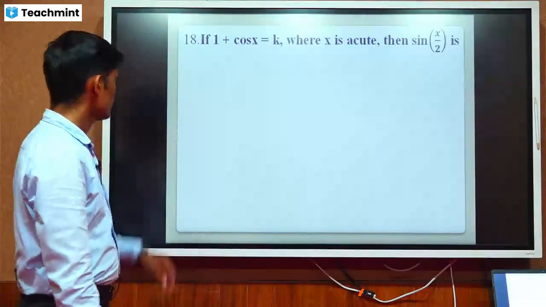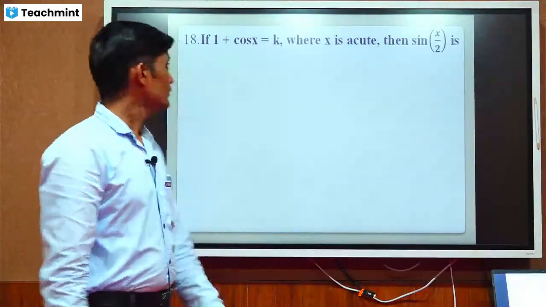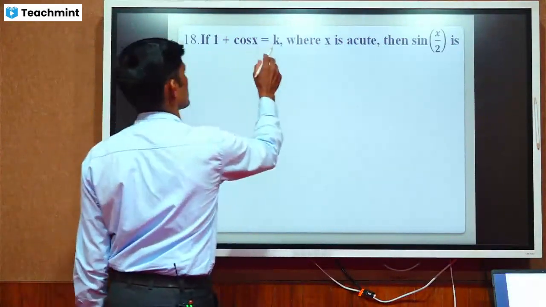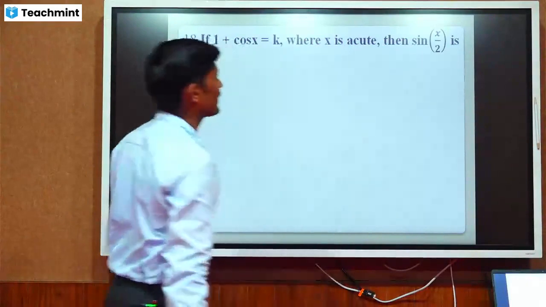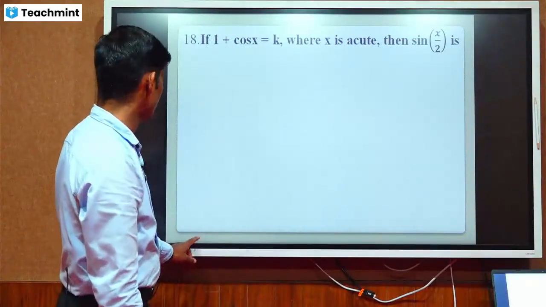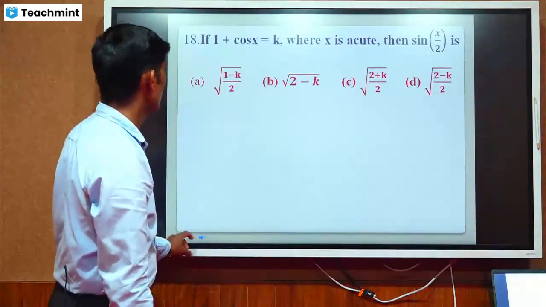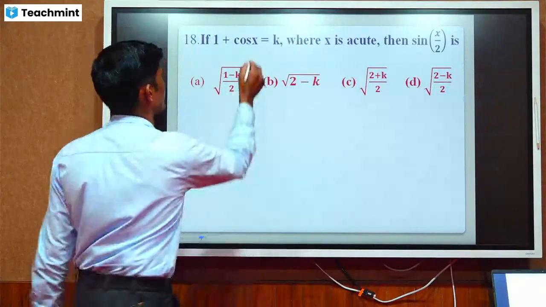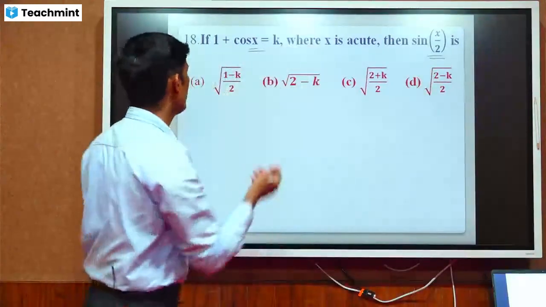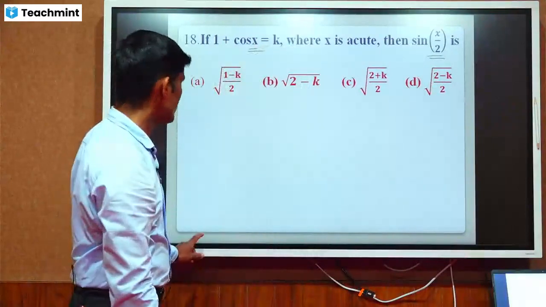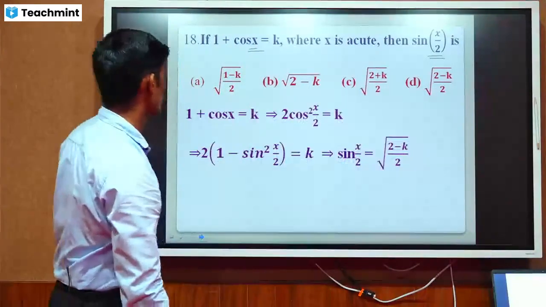Next. Question number 18. If 1 plus cos x is equal to k, where x is acute, then the value of sin x by 2. These are all direct questions. 1 plus cos x means here we have cos x, here we have half angle. So use the half angle formula. Cos x equal to 1 minus 2 sin square x by 2 and solve.